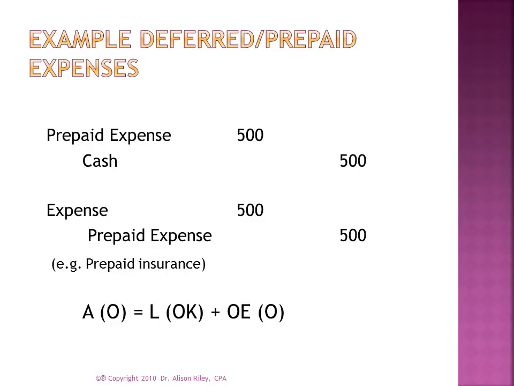If we fail to make this adjusting journal entry, assets, net income, retained earnings and equity will be overstated, and expenses will be understated.